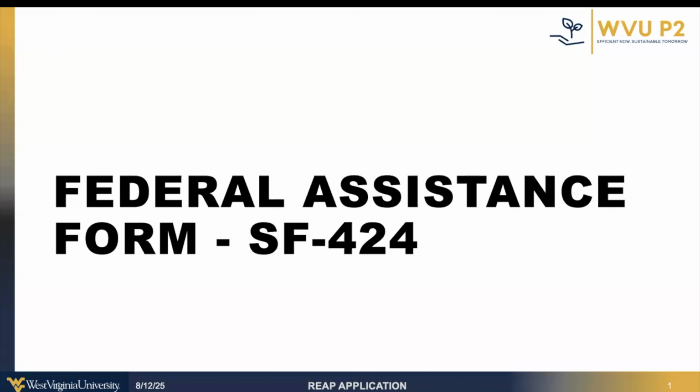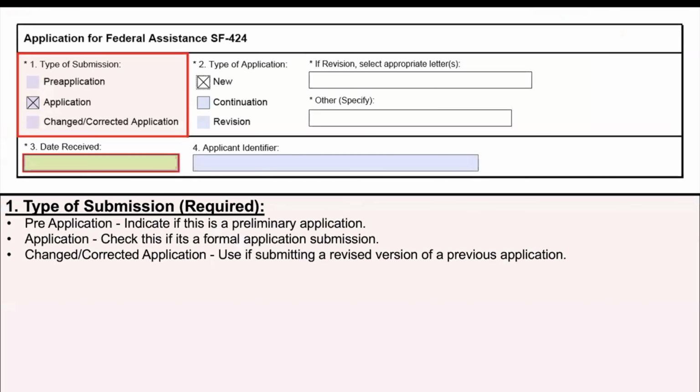In this section, I will go over how to complete Form SF-424 for a REAP application under $80,000. This example is for a lighting upgrade project. Check application if this is your official submission. Only check change or corrected if you're resubmitting an updated version.